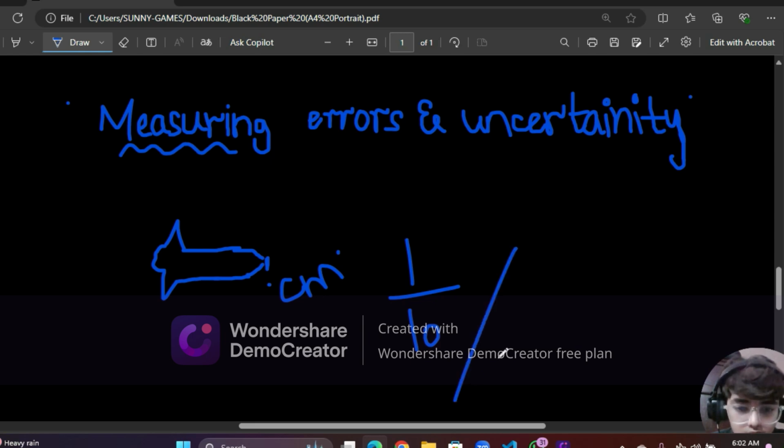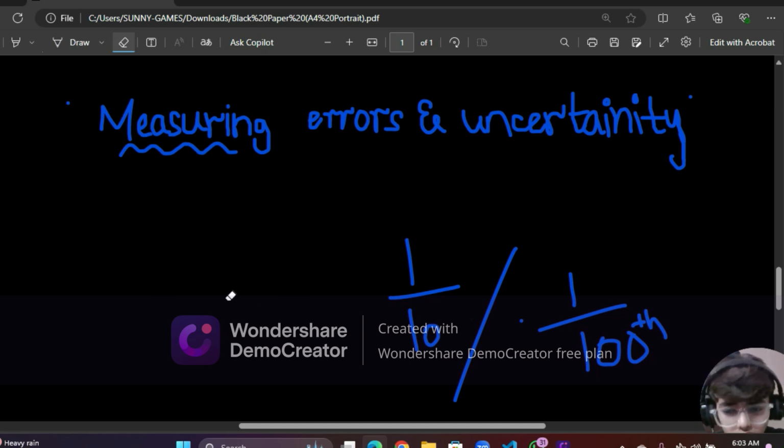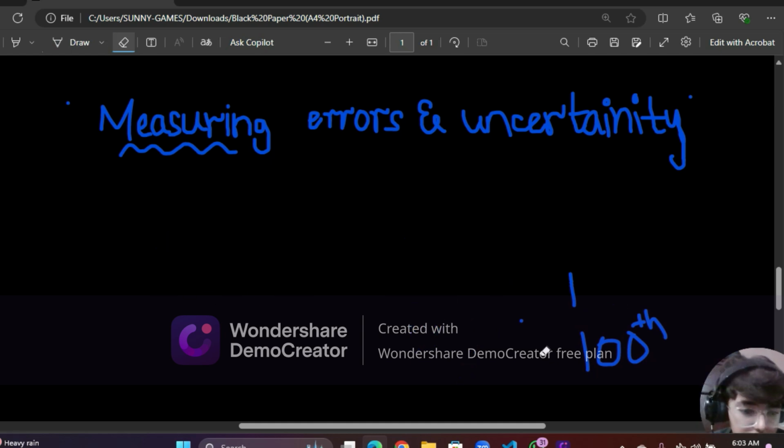Meanwhile, another instrument is the screw gauge, which tells us about the 100th part of a centimeter. So these are a few of the instruments that we normally use in our daily life. Sorry for the bad example of the vernier caliper.